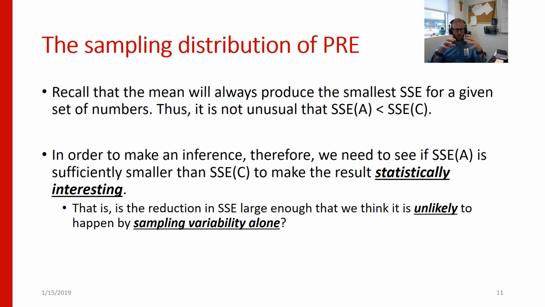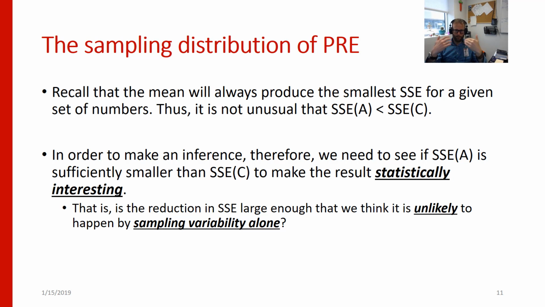So recall that the sample mean is always going to produce the smallest sum of squared errors for a set of numbers. Thus, it's not unusual that SSEA was less than SSEC in this situation. Indeed, the only time they'd be the same would be if our sample mean happened to be exactly 37 degrees Celsius. In all other cases, the sample mean is going to be a better approximation of the data than the population mean, and therefore SSEA is going to be smaller than SSEC.